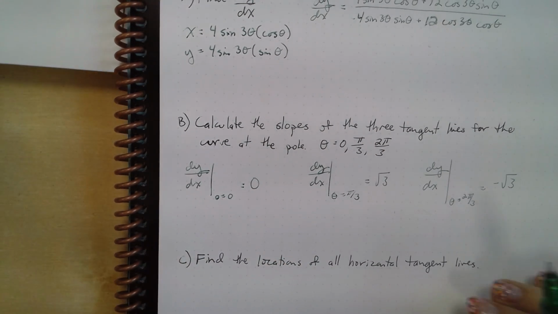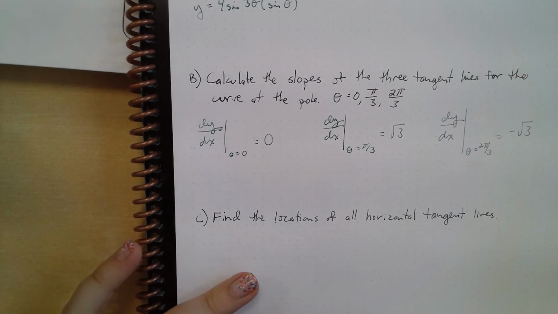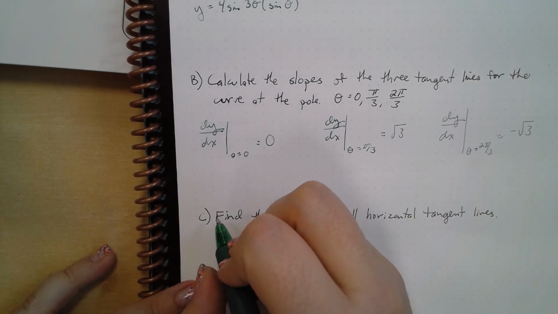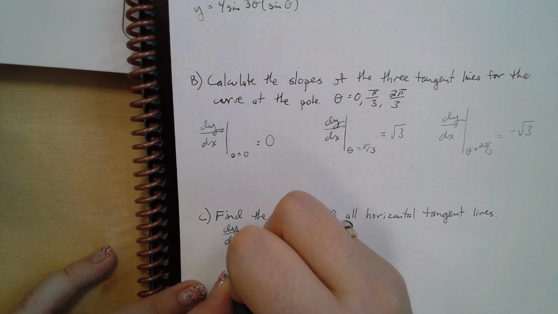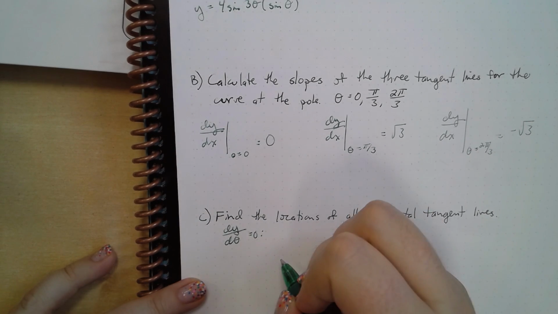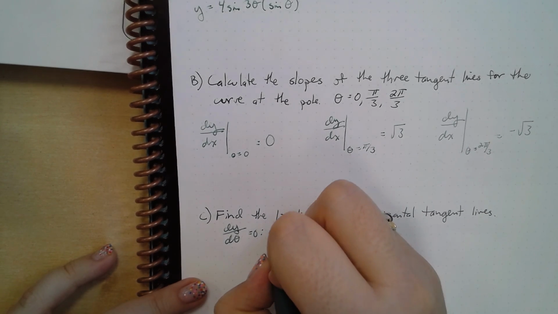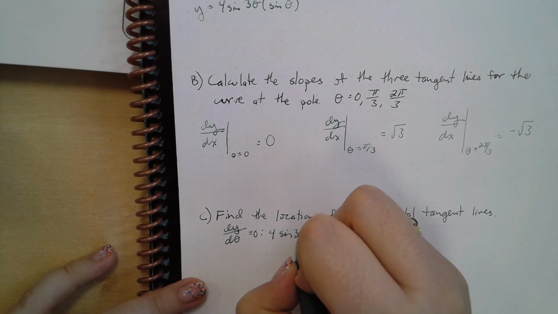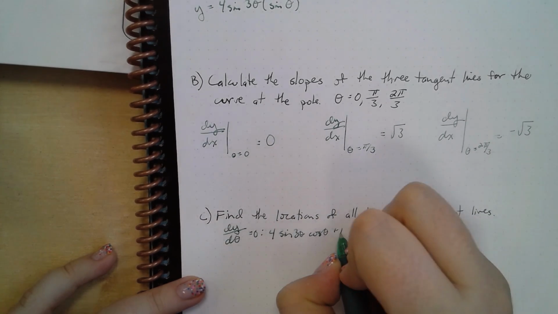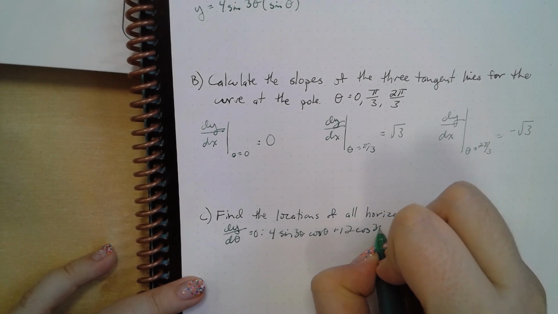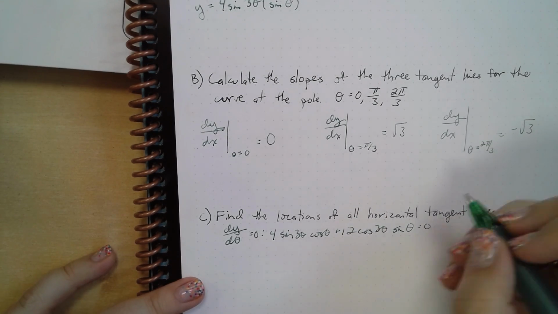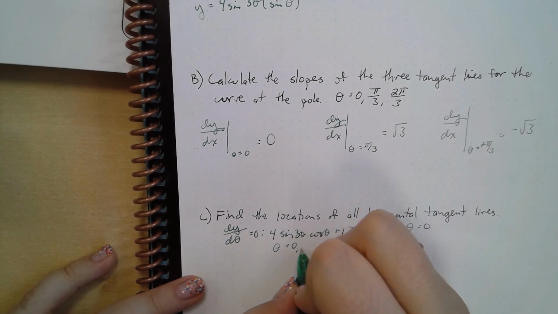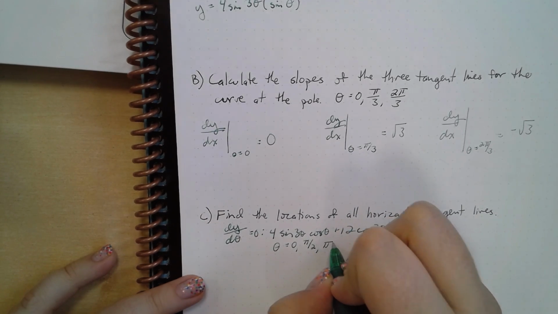Find the locations of all the horizontal tangent lines. Well, we know that when dy over d theta is equal to 0, we have 4 sine 3 theta cosine theta plus 12 cosine 3 theta sine theta. That's what we're setting equal to 0, right? And when this happens, theta is going to be equal to 0, pi over 2, and pi.